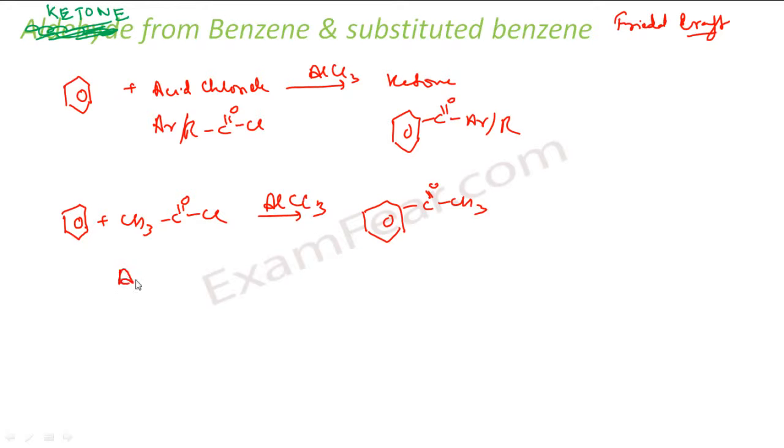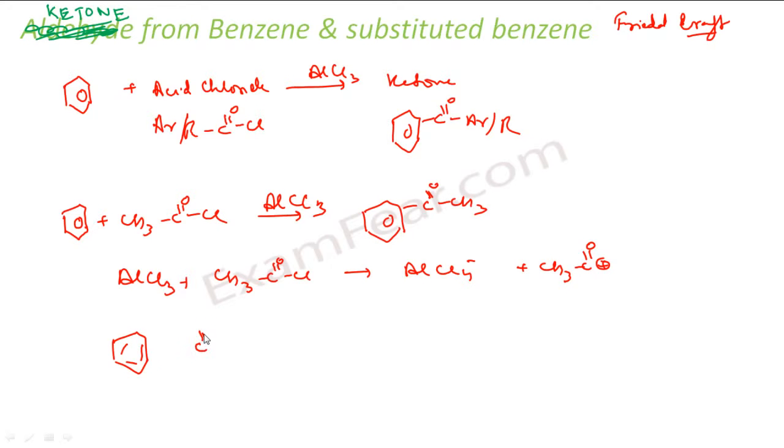So AlCl3 will react with CH3COCl to give AlCl4 minus and CH3CO carbocation. Now I have my benzene ring and I get this carbocation with the positive charge. This double bond will attract this positive charge. The double bond will break, and even this has hydrogen by default. Each of these has hydrogen, but I'm not showing it. I'm showing only this because this will take part in this reaction.